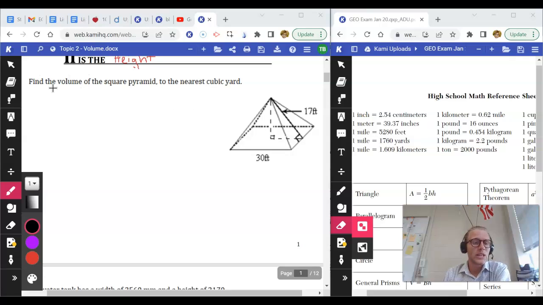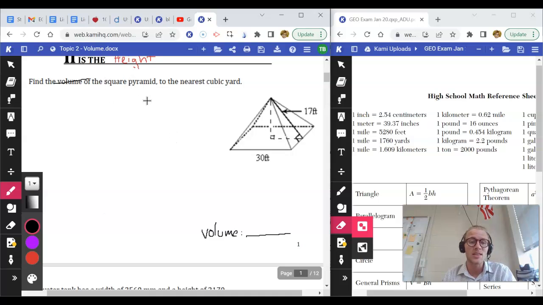We need to find the volume of a square pyramid to the nearest cubic yard. So there's a lot of things that they're asking us. You'd probably just skip over this and go right to the problem, but they're telling us quite a few different things. First, they're asking us for volume. We're going to set our directions. We're going to remind our future self what we're being asked to solve. Okay? So I can cross that out.